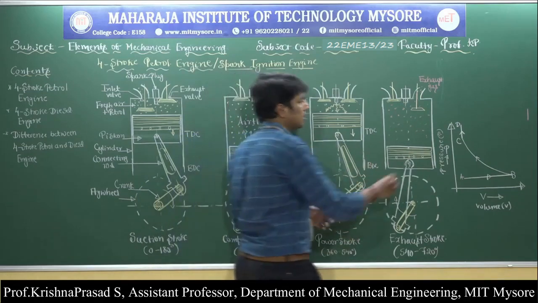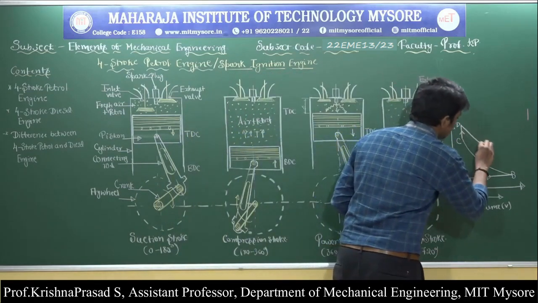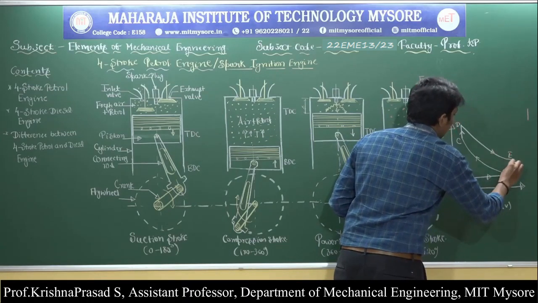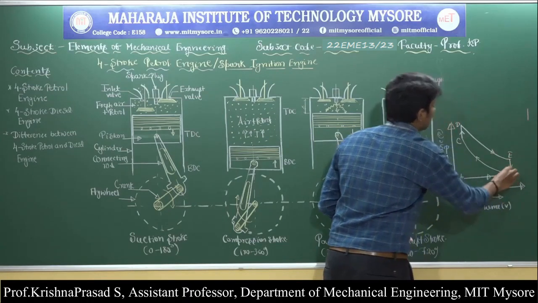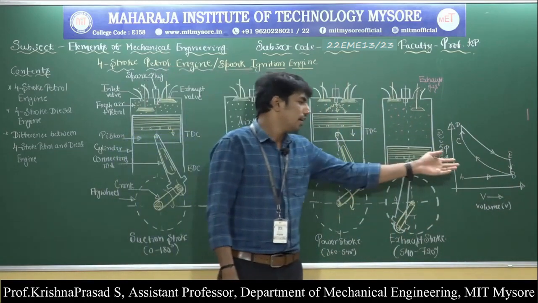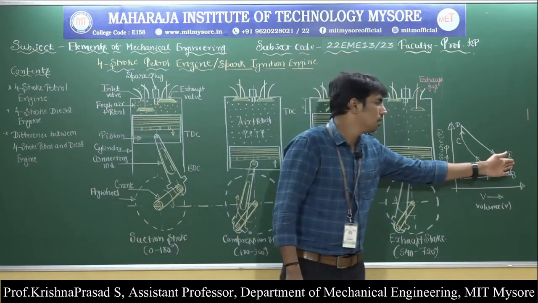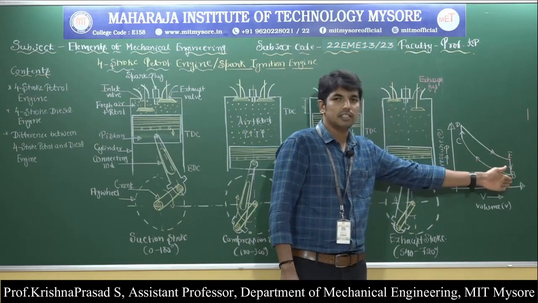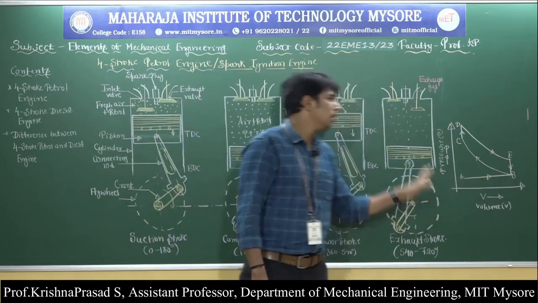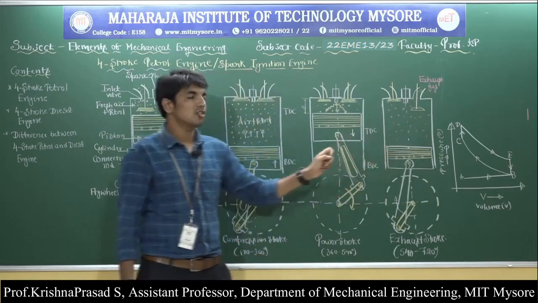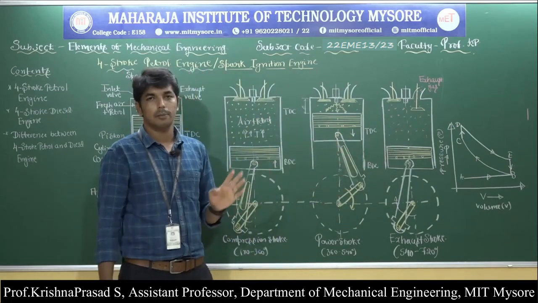Here the power stroke is represented by line DE, and the sudden drop in pressure is represented by line EB. Again observe here, in the sudden drop in pressure, the pressure decreases while the volume is constant. Only the exhaust valve is open but the volume does not change, that's why it is represented by line EB.